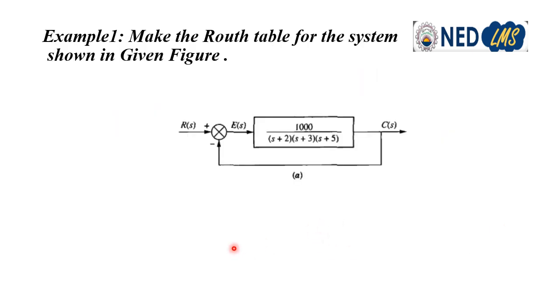Now we'll see the first example. Make the Routh table for the system shown in the given figure. Obviously we are making the Routh table, but ultimately we are going to find whether the system is stable or unstable. So this is a system with unity feedback, that is, H(s) equals 1, and the forward path transfer function is 1000 upon (s+2)(s+3)(s+5).